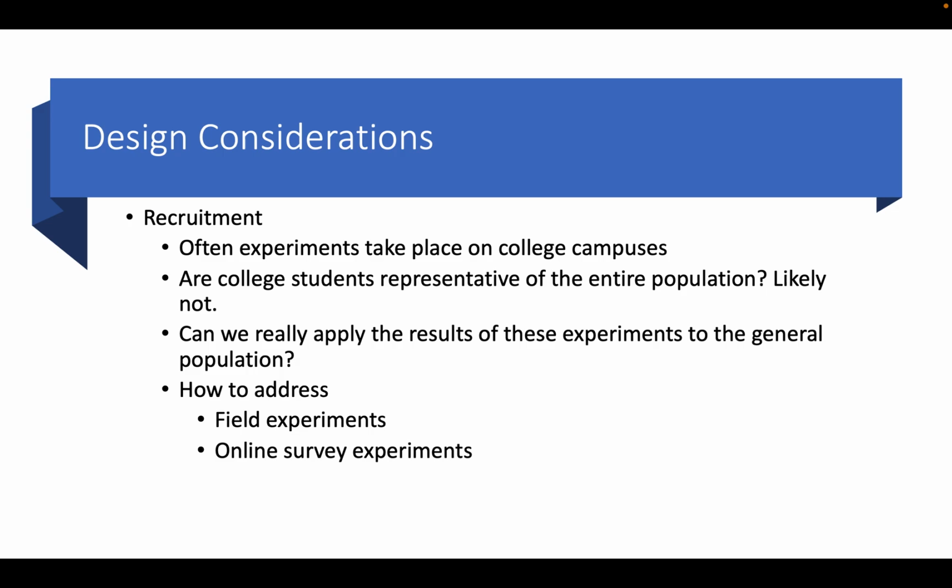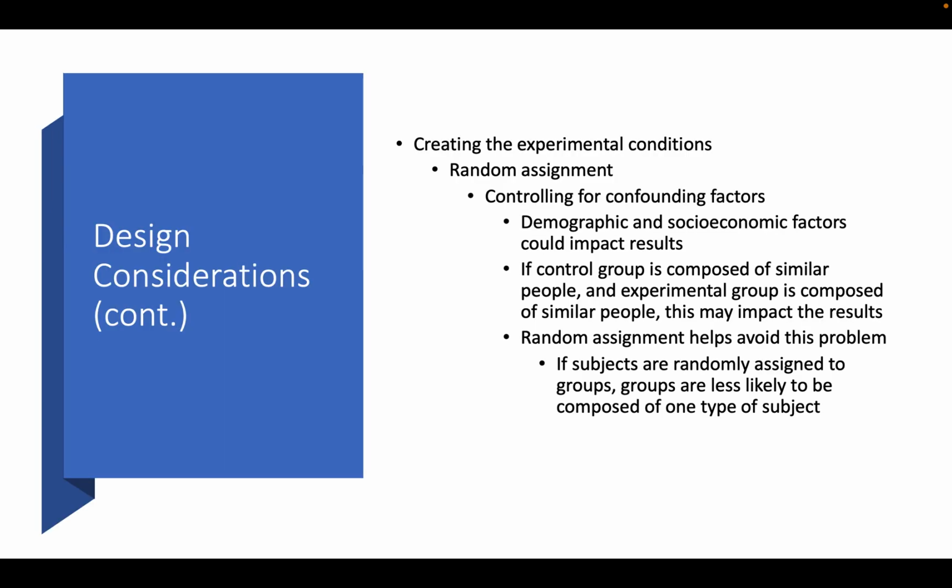First of all, we might try field experiments or online survey experiments to address the recruitment problem. This could open up our sample somewhat so that we're not just simply recruiting from one part of the population. A second consideration is to think about random assignment and what random assignment can do to help us make valid conclusions. Remember that random assignment allows us to control for many confounding factors.